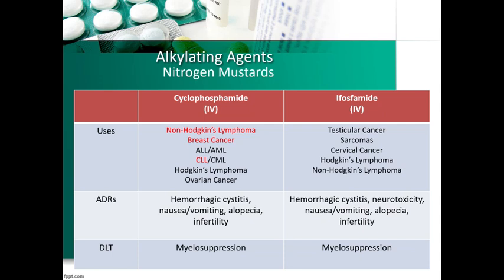Some other alkylating agents that we will come across, this tends to be cyclophosphamide, which is a nitrogen mustard. We see this in R-CHOP for non-Hodgkin's lymphoma. We see it as part of the AC regimen for breast cancer, and we'll also come across it in our chronic lymphocytic leukemia patients. IFOS is used less often, but we still see it from time to time. The major complications for both of these drugs are myelosuppression and hemorrhagic cystitis, which we'll talk about.